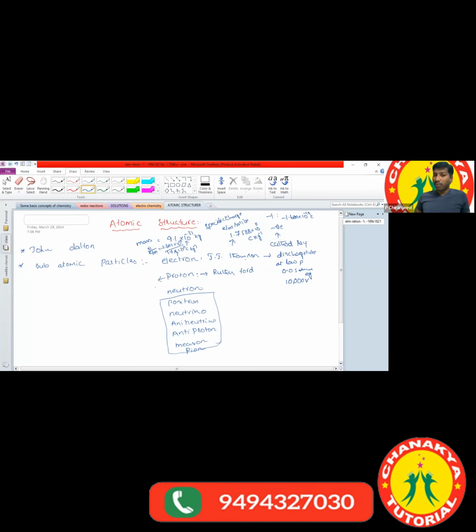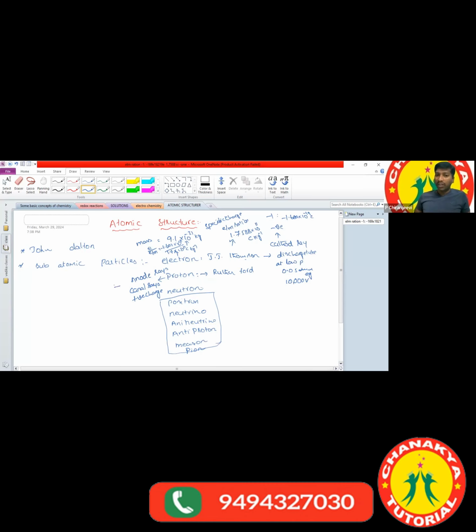Protons we can also call anode rays. These we can also call canal rays. Canal rays have a positive charge. Positively charged rays, or positively charged ions, we can call anode rays. Now we have the clarity. Who discovered this? Rutherford. Clear?